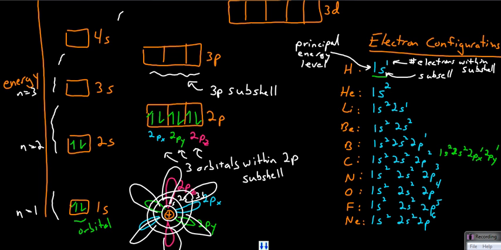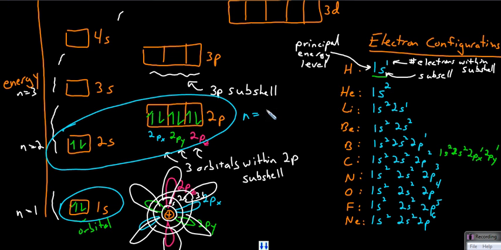Now, this is a very special situation right here. Neon is very stable. Neon has the 1s and the 2s and the 2p subshells filled. But more generally, it has filled principal energy level 2, which has the 2s and the 2p subshells within it. This is a noble gas configuration when an entire principal energy level is filled. That is very, very, very stable.